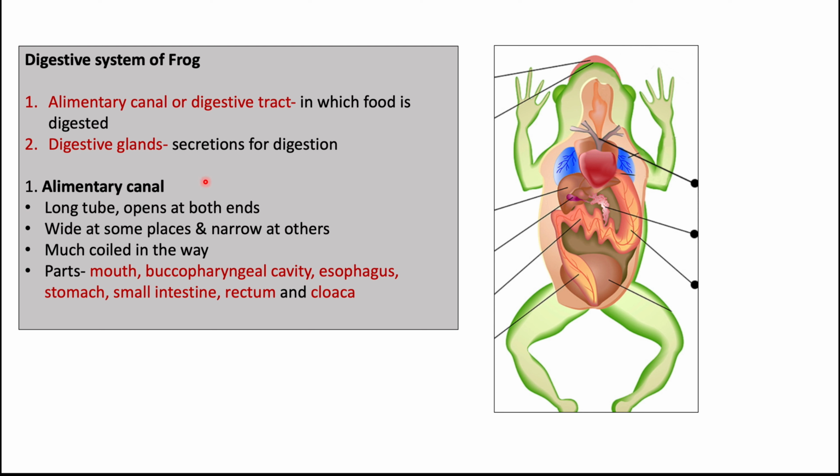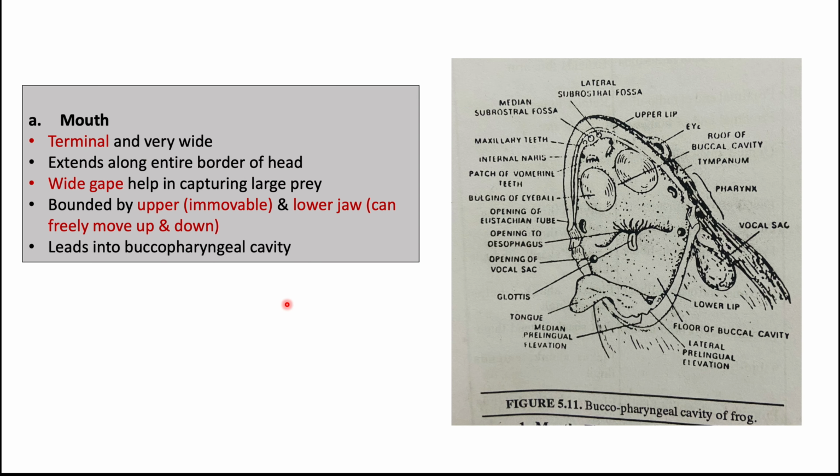So that means it is not completely straight, it is somewhere coiled, somewhere straight. And the different parts of the alimentary canal include the mouth, buccopharyngeal cavity, esophagus, stomach, small intestine, rectum, and cloaca. Let's discuss in detail one by one.